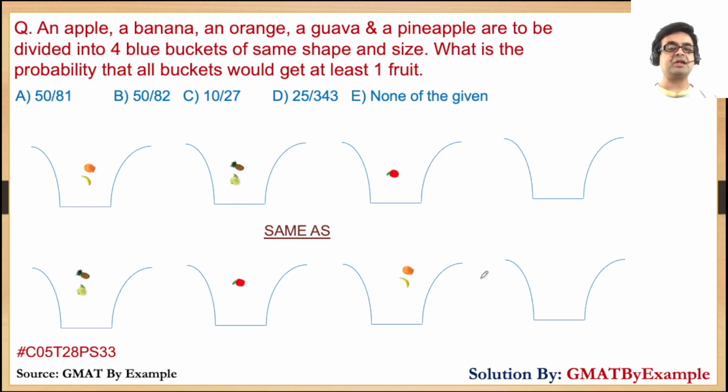However, if it were a different arrangement where this was an orange and apple and this bucket had a pineapple and an apple, then you would think of them as different arrangements. And this creates a little bit of complexity. However, if you solve it step by step, you will see that it is not that big of a deal and we can follow almost the same process that we did in our previous problem.